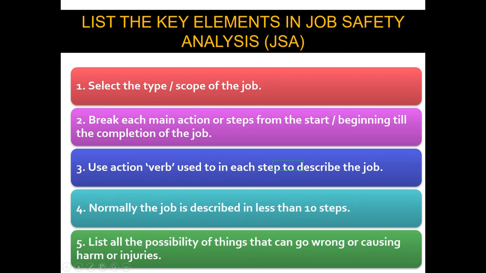This is the list of the key elements in job safety analysis, JSA. Number 1, you need to select the type or job scope of the job. And number 2 is break each main action or step from the beginning till the completion of the job. Number 3 is use action verbs in each step to describe the job. Normally the job is described in less than 10 steps. And finally, you need to list all the possibilities of things that can go wrong or cause harm or injuries.